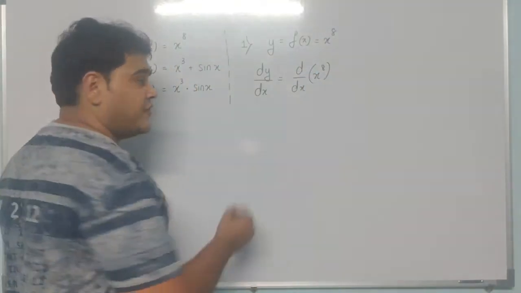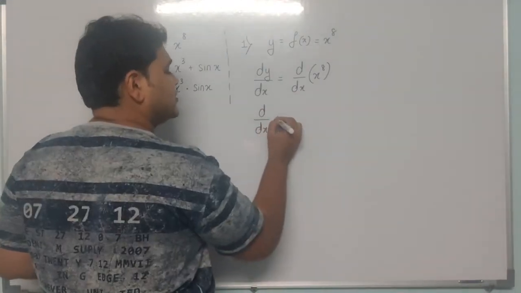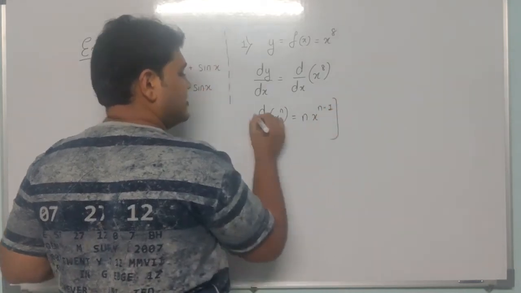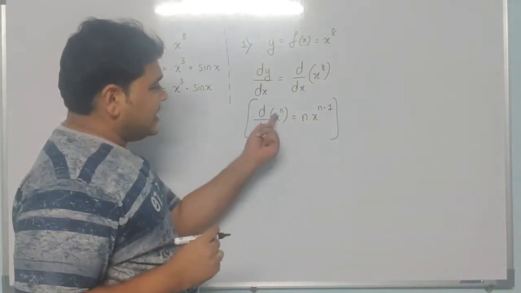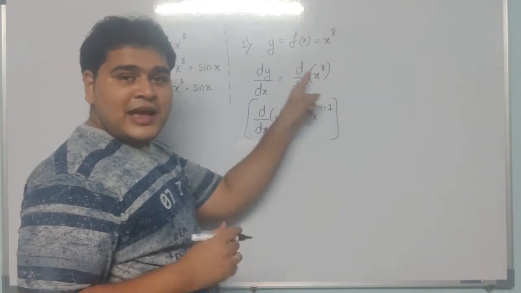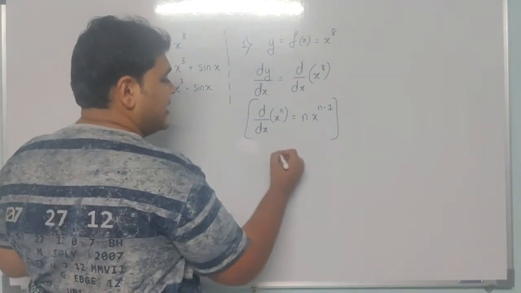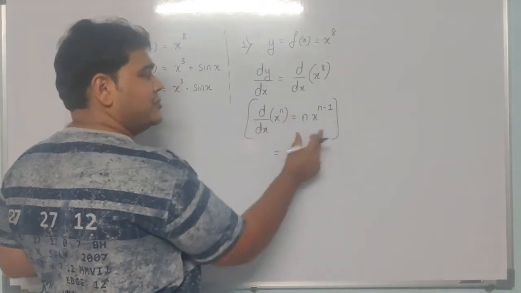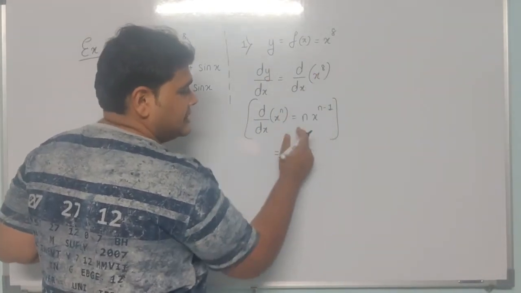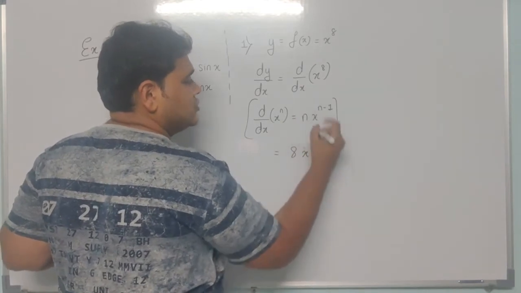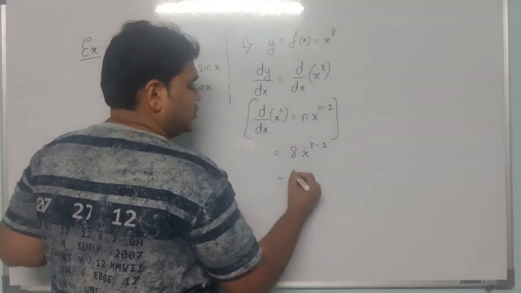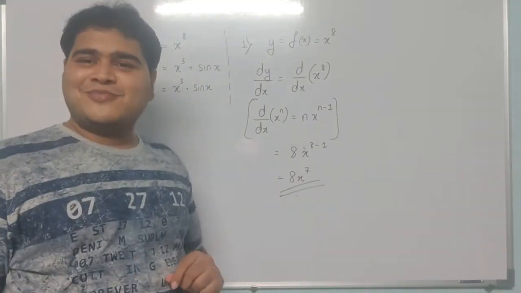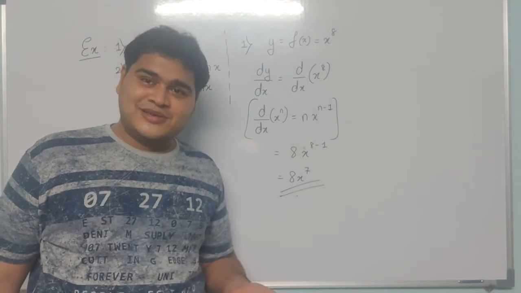Now if you remember, there was a formula of d by dx of x raised to n as n x raised to n minus 1. Correct? So I can say n is 8 over here. And if I apply that formula, the d by dx just goes away. So n is 8, x raised to 8 minus 1. So my answer is going to be 8 x raised to 7. I guess it's quite simple, right?